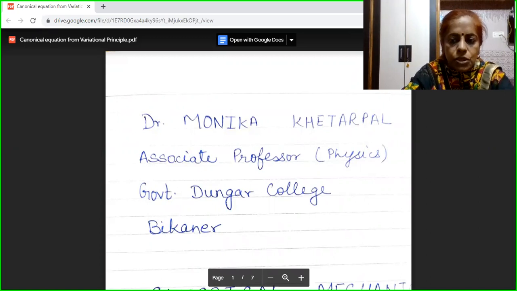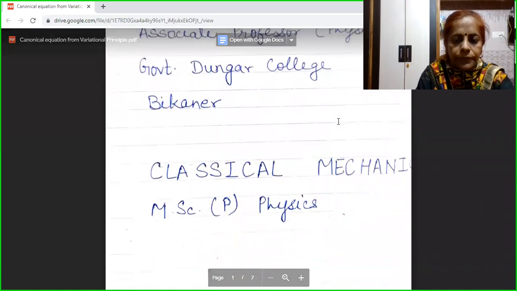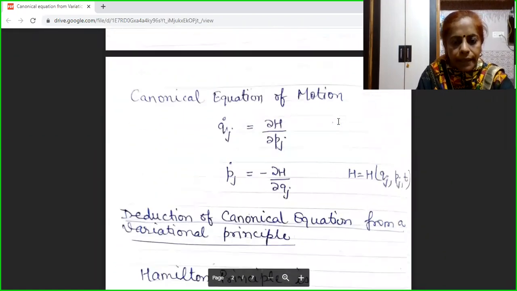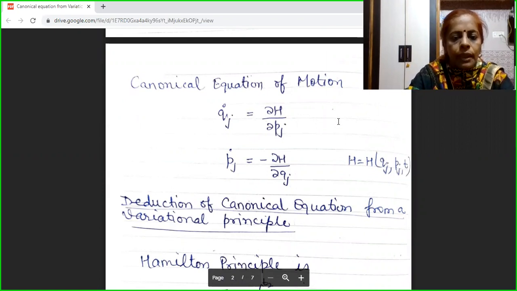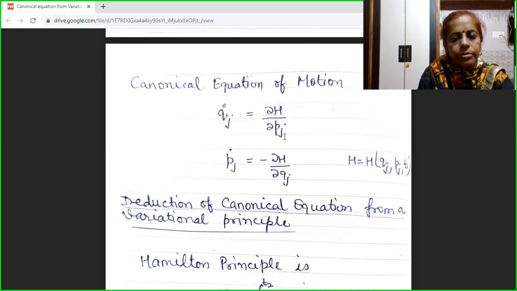In my lecture series of MSc Previous Physics, I was dealing with the paper First, Classical Mechanics. In that, we have derived canonical equation of motion. The canonical equation of motion are Qj dot equal to del H upon del Pj and Pj dot equal to minus del H upon del Qj. Here, H is the Hamiltonian of the system.